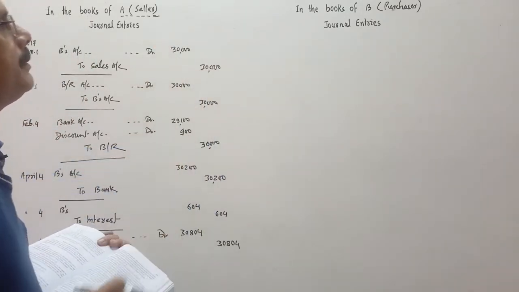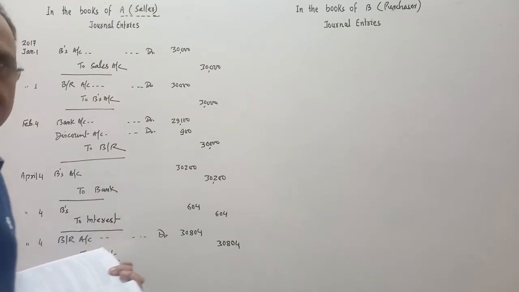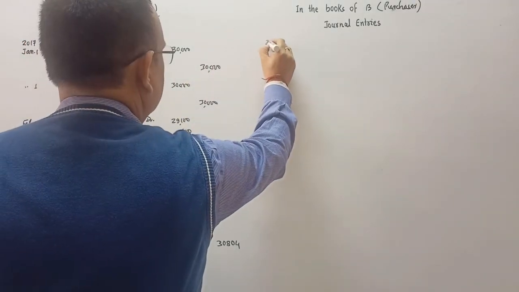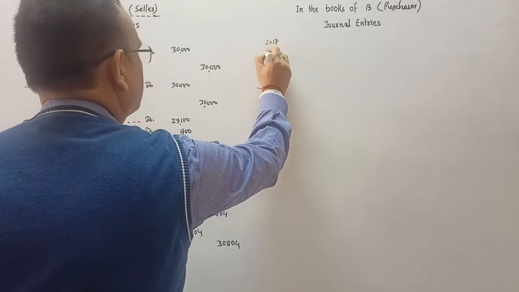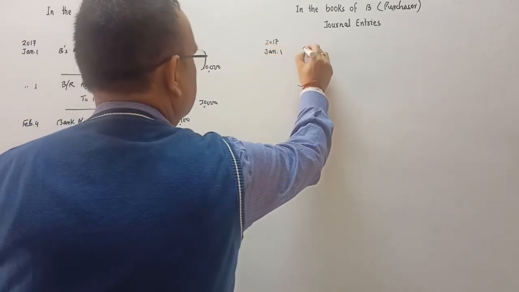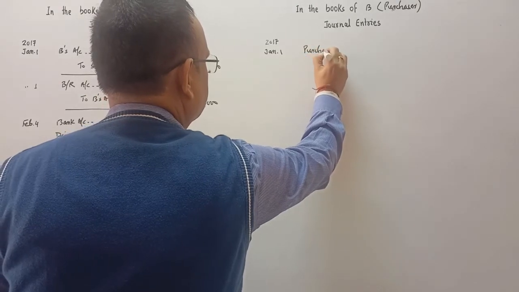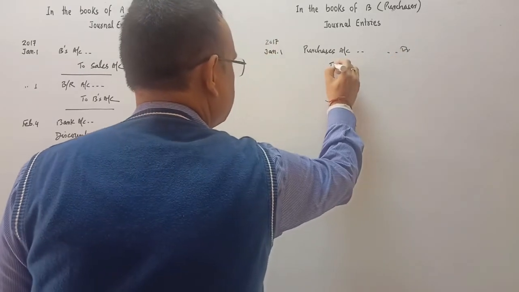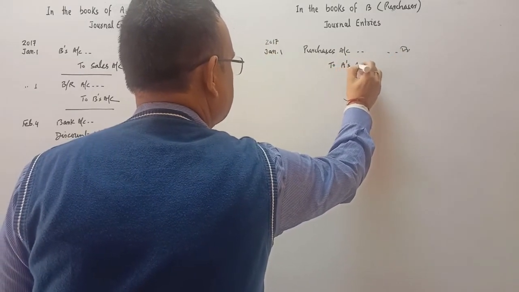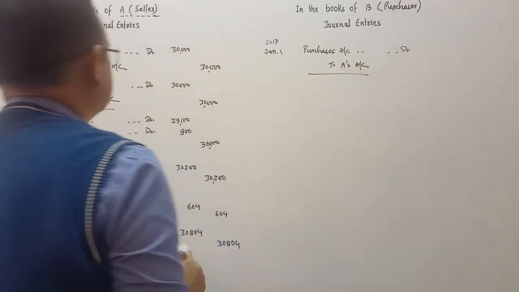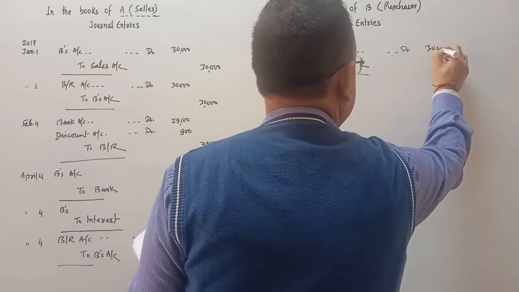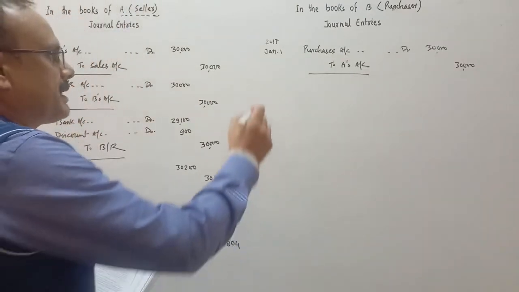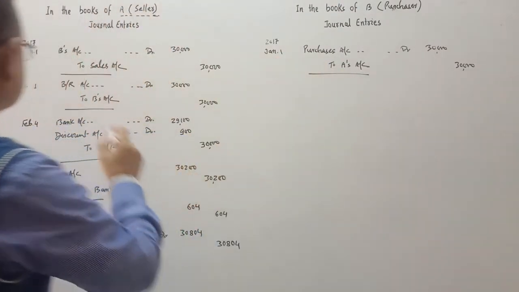Now come to B's account, the purchaser account, the drawee. B is the drawee. So for him it is a purchase. For the drawee, the purchaser, the same entry that the drawee will pass on January 1st: purchase account debit to the seller's account. Who is the seller? A is the seller, to A's account. This is the first entry. The amount is 30,000. Is it clear? So purchase account debit to A's account. This is the first entry on January 1st.